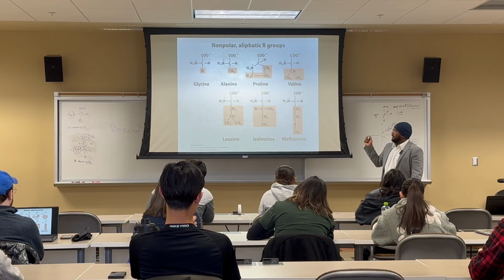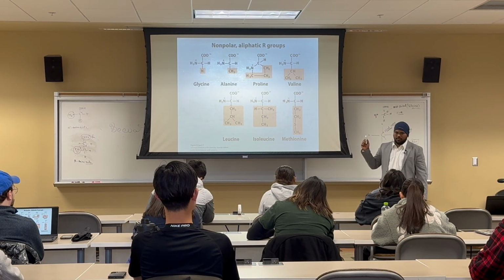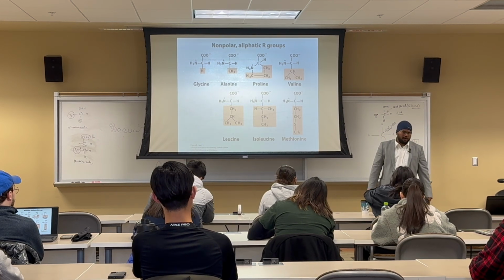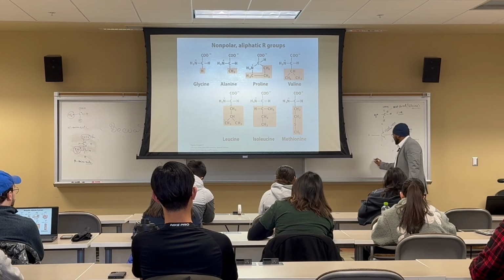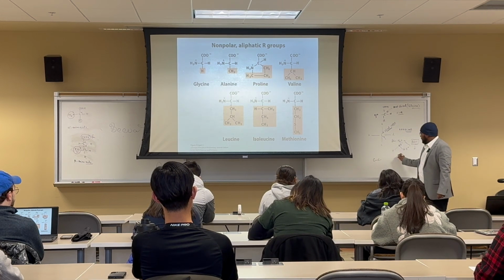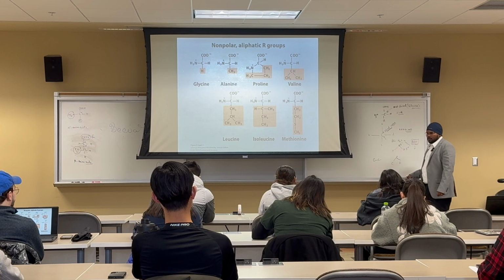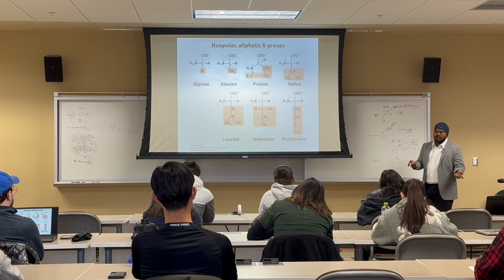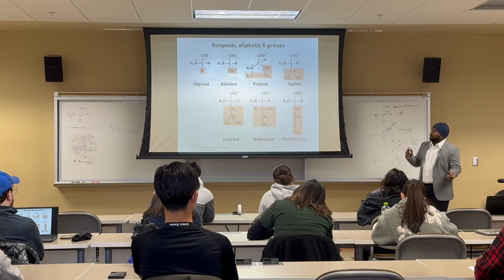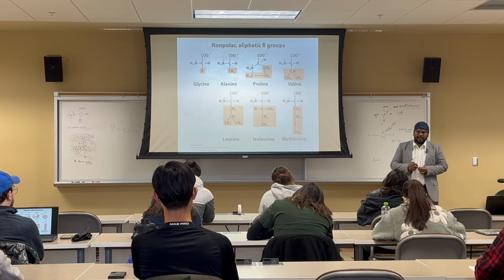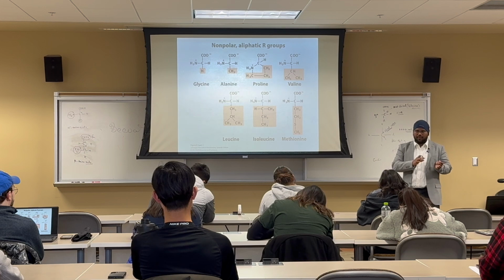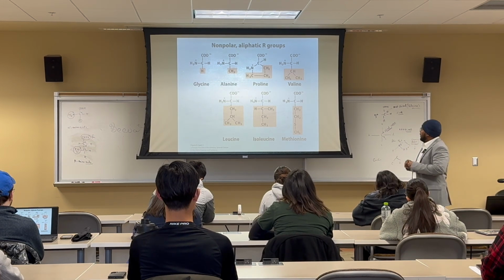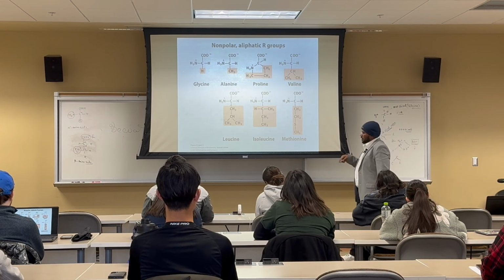That's why they are categorized as non-polar groups. Aliphatic means they have a simple chain of carbon. By simple chain I mean carbon-carbon, or maybe carbon-carbon-carbon, but they don't have any ring or any aromaticity. That's why they are categorized as non-polar aliphatic R groups. Aliphatic and aromatic are two different categories of carbon chain. It could be a cycle, but it could never be an aromatic ring.